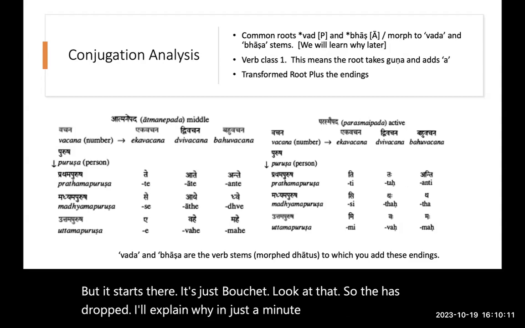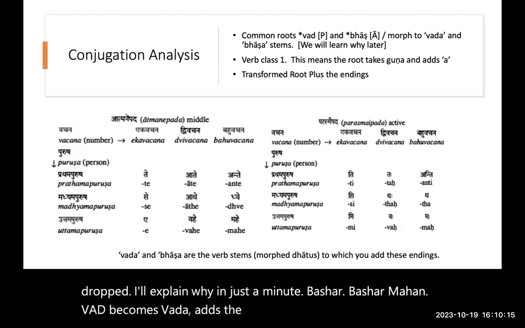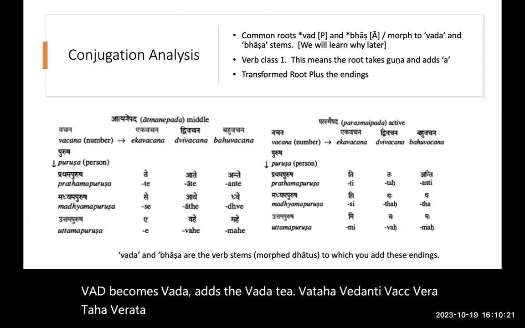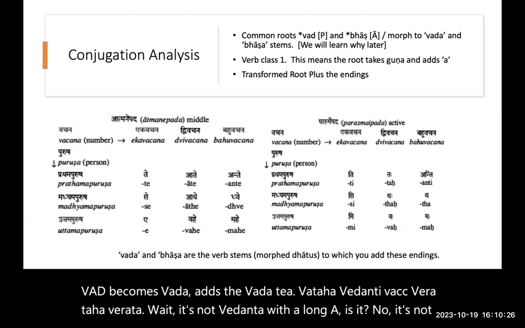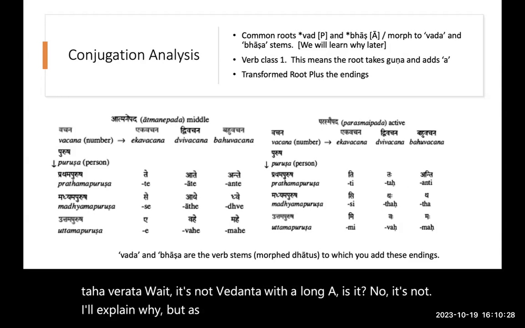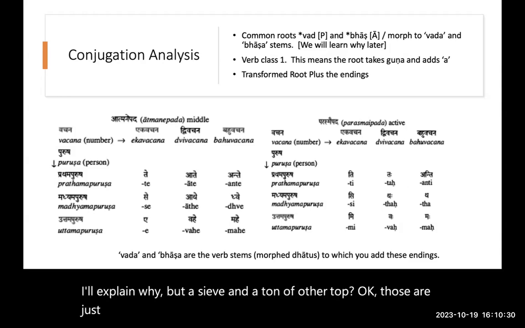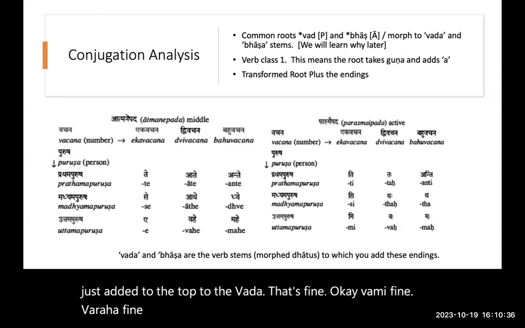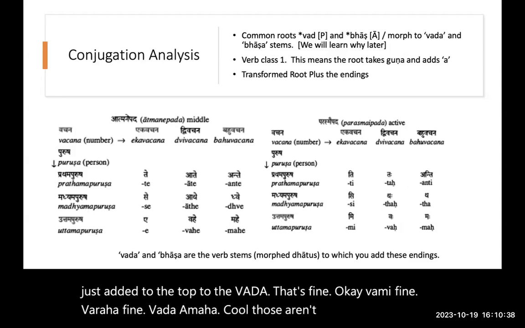Bhaṣāvahe, bhaṣāmahe. Vad becomes vada, adds the ti: vadati, vadataḥ, vadanti. Vadasi, vadathaḥ, vadatha. Wait, it's not vadānti with a long A, is it? No, it's not. I'll explain why. Okay, those are just added to the vada. That's fine. Okay. Vadāmi, fine. Vadāvaḥ, fine. Vadāmaḥ, cool. Those aren't a big deal. So how does all this happen?